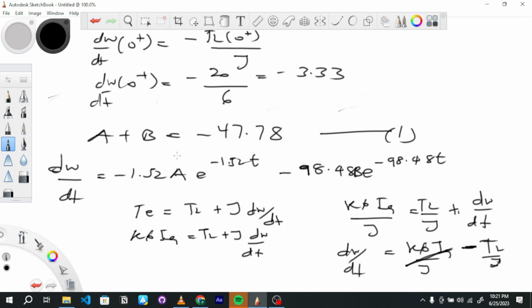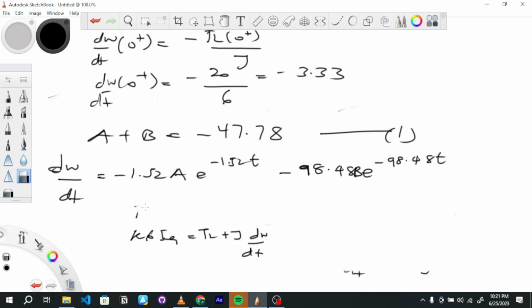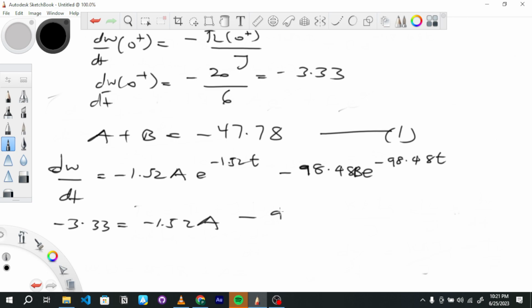Which means that for this function, as starting, when t is equal to 0, I can have another expression. When t is equal to 0, the d omega dt is negative 3.33. So I'm left with, when t is 0, this becomes 1, so a minus 98.48b, equation 2. Equation 1 and equation 2 can be solved simultaneously, and I'll get my a to be minus 48.49 and b to be 0.71.